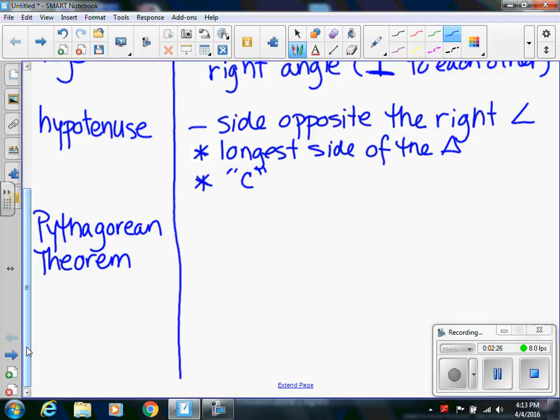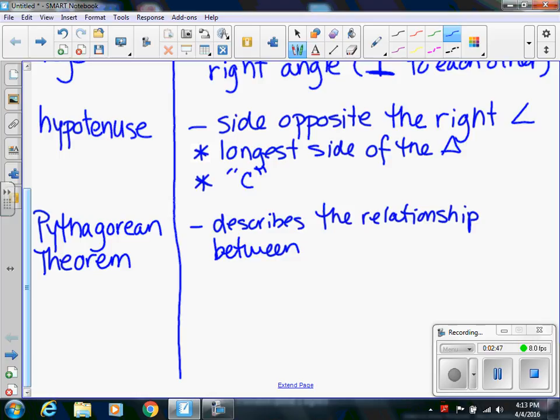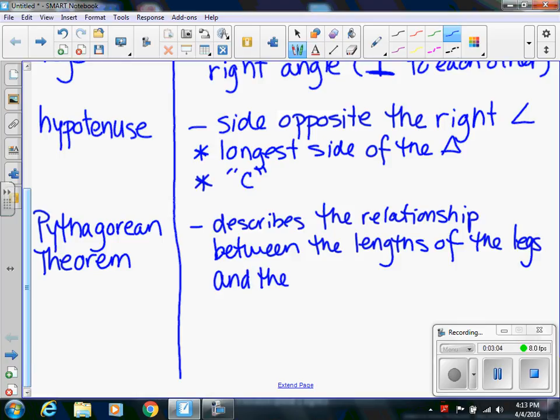All right, then we do have the actual Pythagorean theorem. We did this today in a lab in class, but this describes the relationship between the lengths of the legs and the hypotenuse for any right triangle. Remember, this only works with right triangles.